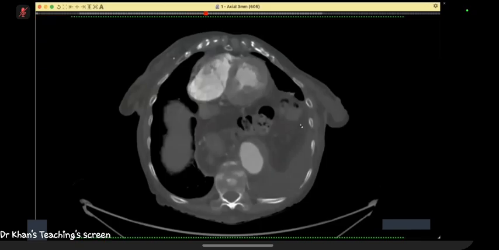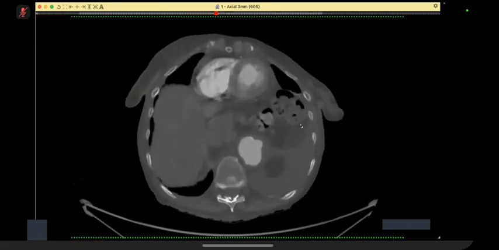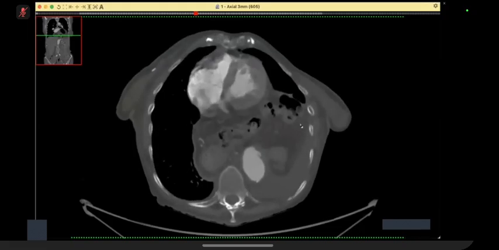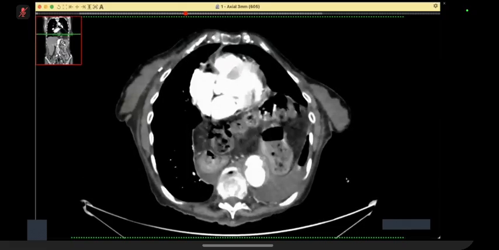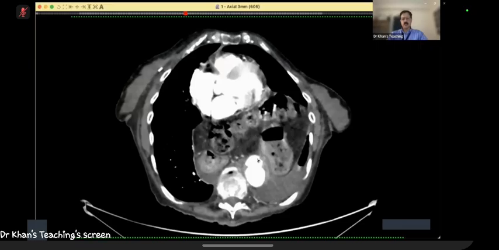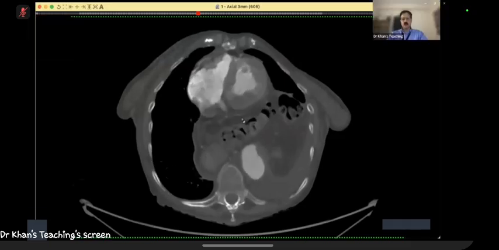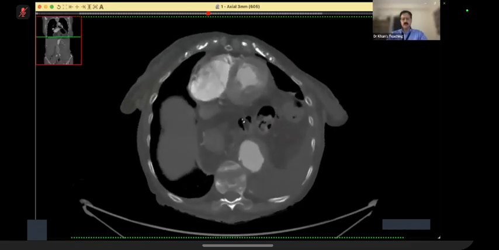And then there is some fluid as well seen in the left pleural cavity. So I would like to check the attenuation of this. If it's blood, then probably this could be hematoma. This was not blood, by the way. Okay, sir. Keep looking at the aorta. I'm going down towards the abdomen.